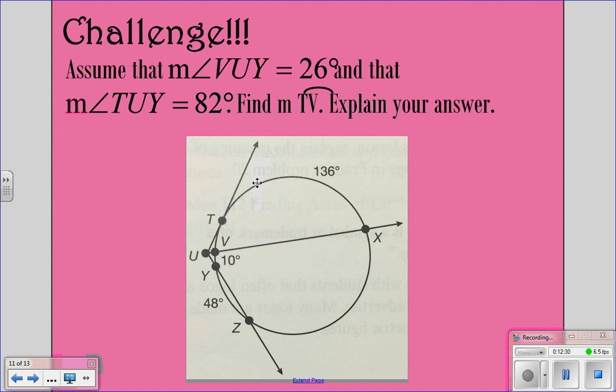All right, so we are given that VUY is 26. So that's this arc right here. That is a 26 degree angle. And then we're given that TUY is 82. So that's the whole thing. The whole part is 82 degrees. And so this other side, if this part is 26, then this other part, you would just say 82 minus 26, and so it would be 56.